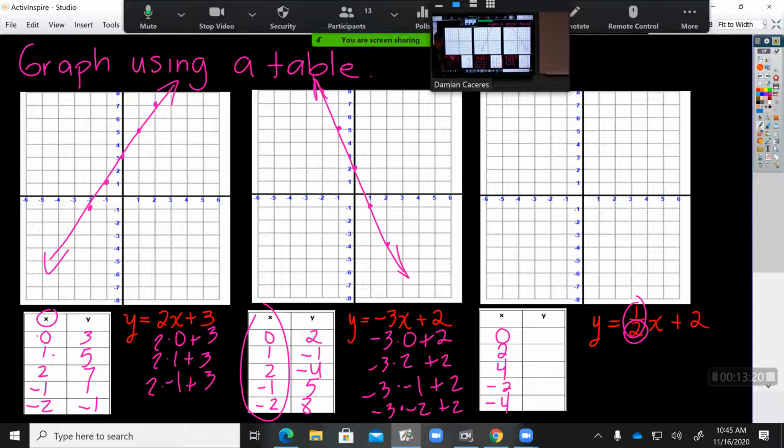So now we go 0, plug it in. 1/2 times 0 plus 2 is 2. 1/2 times 2 is 1. And 1 plus 2 equals 3. 1/2 times 4 is 2. And 2 plus 2, 4. 1/2 times negative 2 is negative 1. Negative 1 plus 2, positive 1. And the last one, negative 4 times 1/2 is negative 2. Negative 2 plus 2, 0.